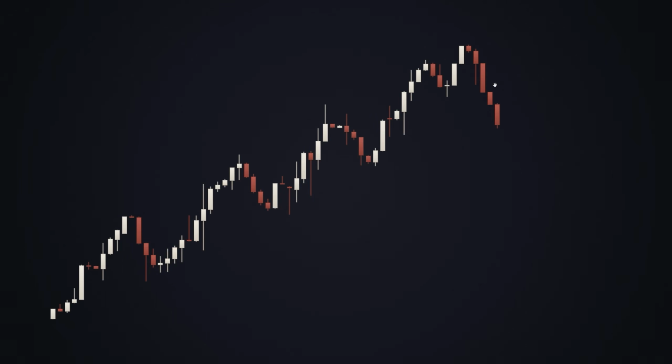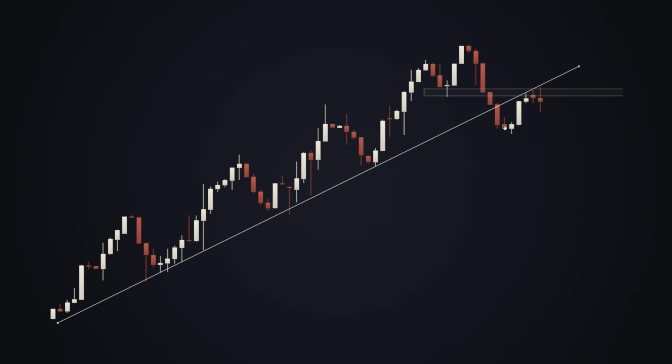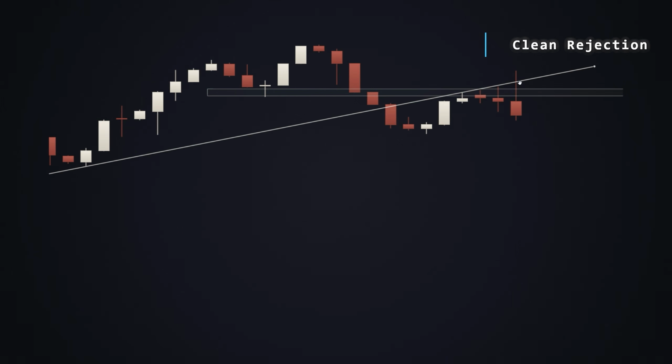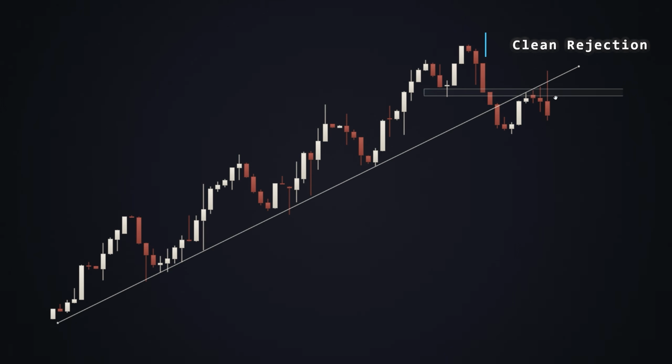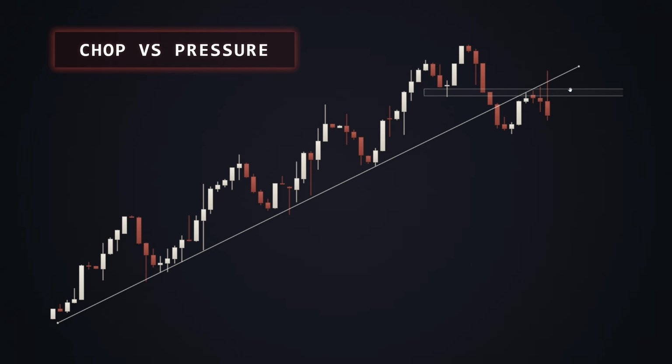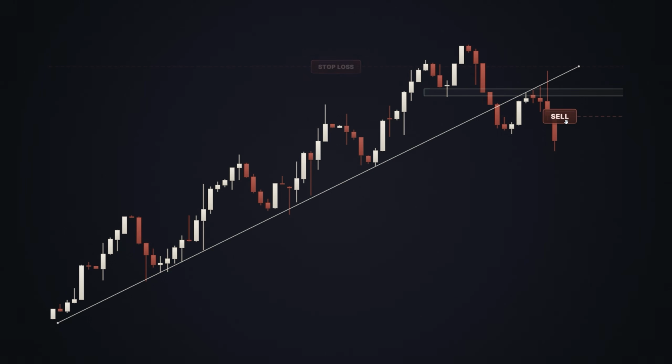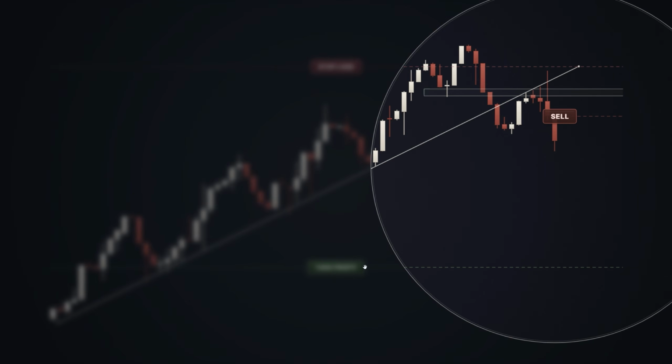Later in the same session, price trends down, pulls back cleanly, breaks the pullback trend line, breaks the last support level, and retests it from below. This time the candle rejects the level with an upper wick. That one qualifies. The previous example was chop. This one is pressure. This is a valid short. Stop goes above the retest wick. Target goes at the next low. I don't need to babysit the trade because the retest did its job.